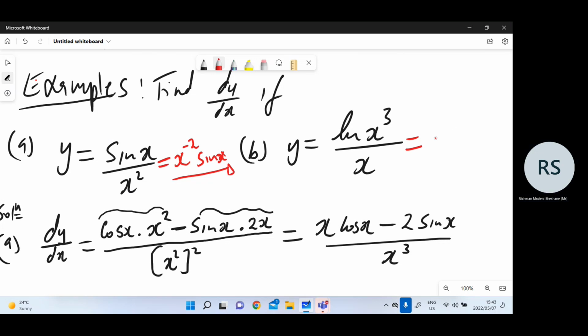Product of two functions: x to the minus 1, multiplied by ln of x to the power of 3. And then you can apply the log properties first before you differentiate this. All right.